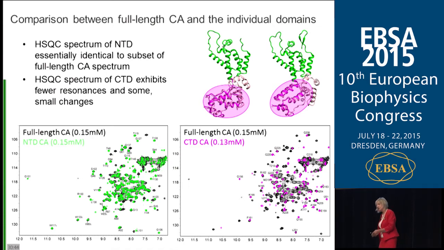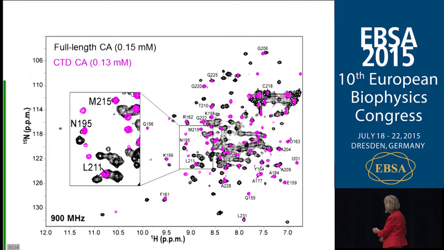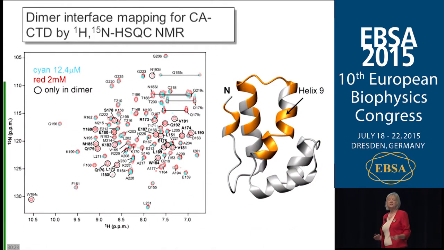If you do this with the C-terminal domain, there was a little bit of a complication because not all of them seem to be fitting of the magenta spots onto the black ones. And I've blown a few things up here on the next slide, so you can see some magenta spots are on top of black ones, but others are not. And what we found out was that the C-terminal domain in solution exists as a concentration-dependent equilibrium between a monomer and a dimer. And you can see this very easily here from a superposition of a low concentration spectrum that's shown in cyan and a high concentration spectrum in red.